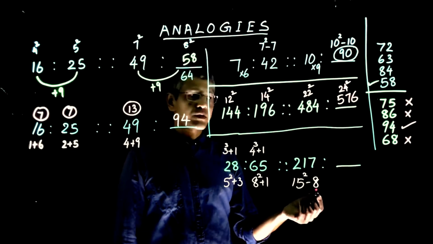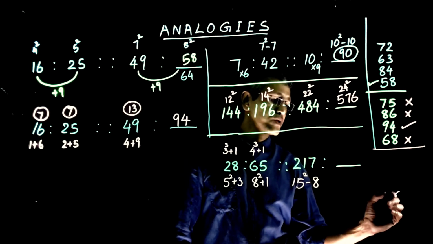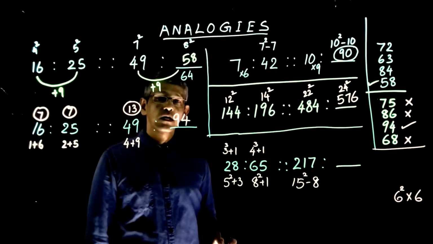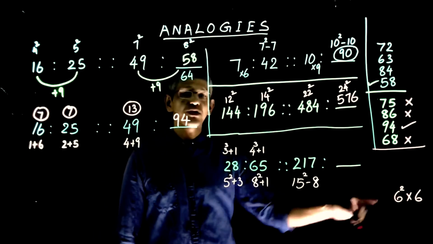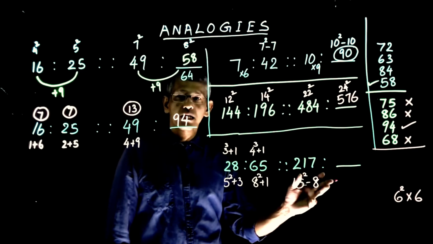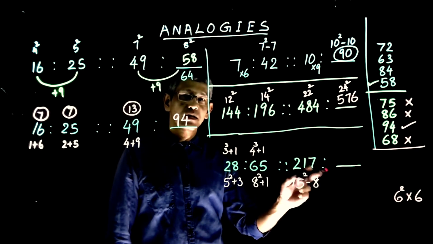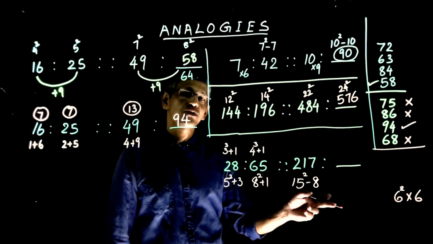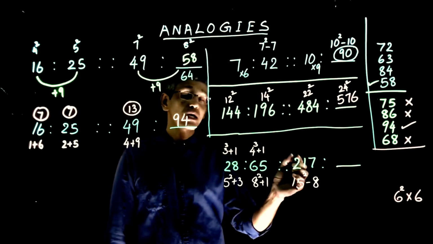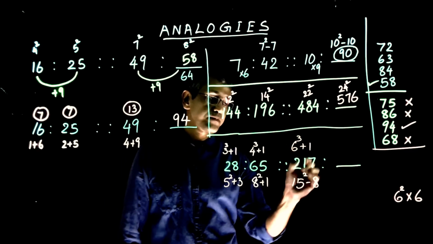And how about 6 cube? If you're not sure about it, this is the way to find the 6 cube. 6 cube is what? 6 square into 6. 6 square is what? 36. So this is 36 into 6. 36 into 6, 30 into 6, 180. And 6 into 6, 36. So 180 plus 36, 180 plus 20, 200. So that is 216. So 6 cube is 216. So this is 217. So definitely it must be 6 cubed plus 1.